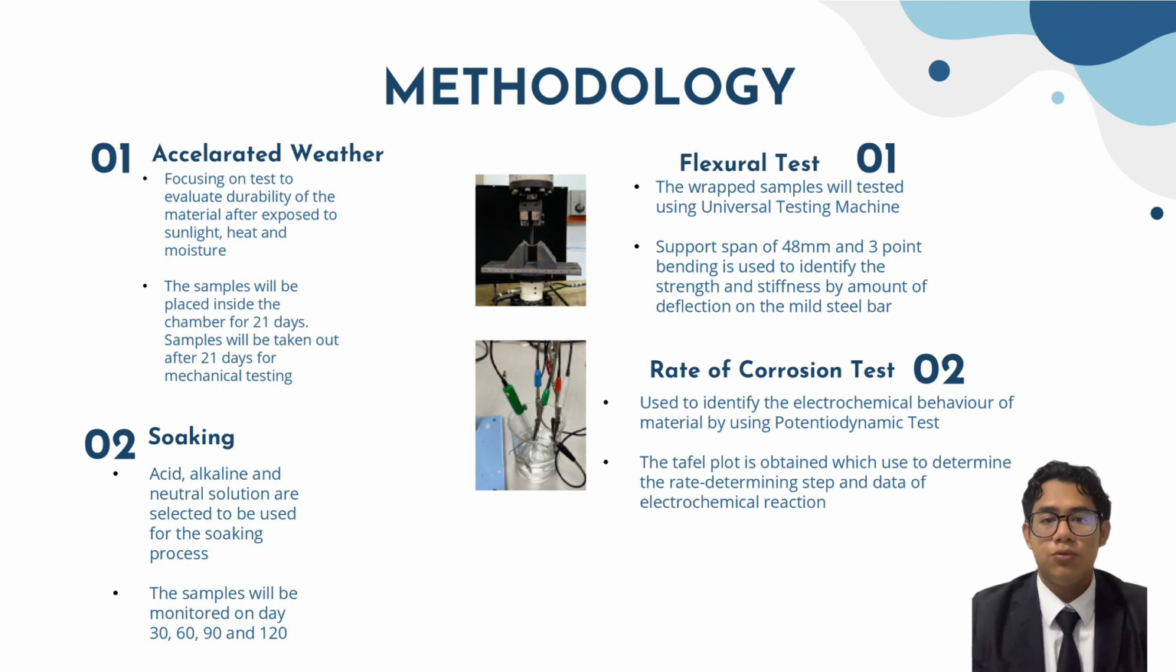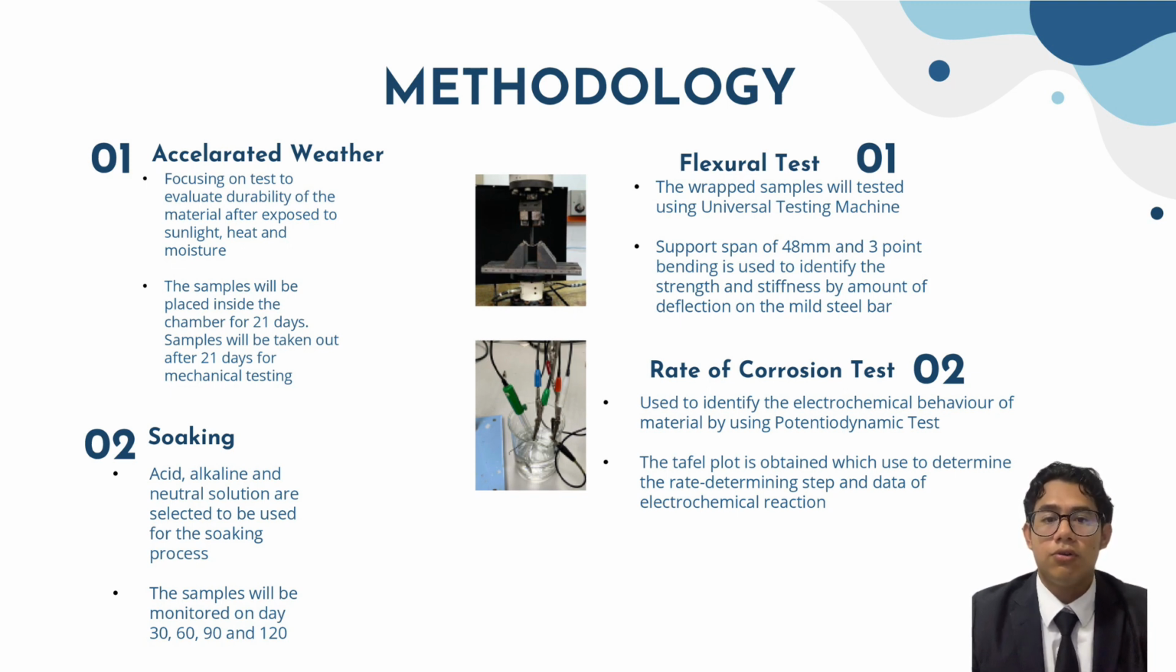For testing, there will be 2 different types of testing, which involve mechanical testing, which is the flexure test. The flexure test will be done using a universal testing machine, UTM, with a support span of the sample of 48 mm and using 3-point bending to identify the strength and stiffness by the amount of deflection that occurs on the metal bar. And the second will be the rate of corrosion test.